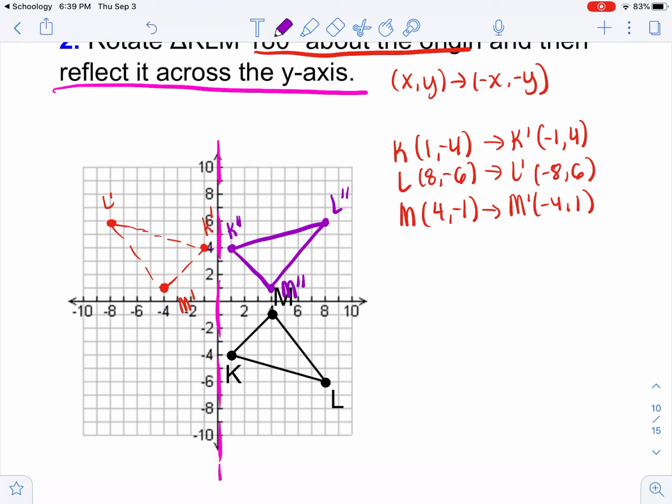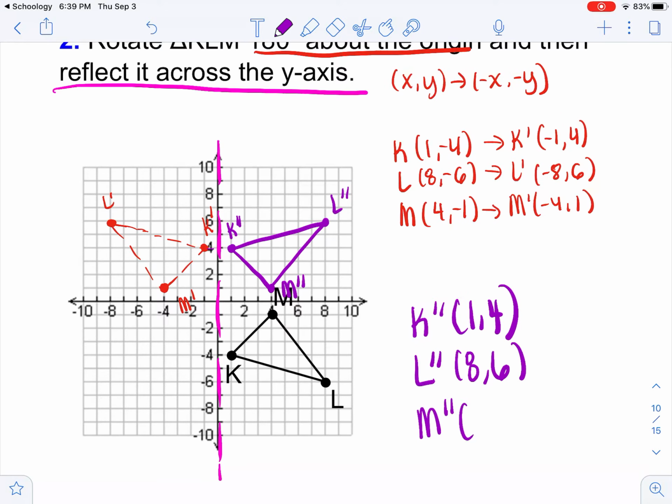Connect those points. And now I'm going to write the new location of those points. K double prime is at (1, 4). L double prime is at (8, 6). And M double prime is at (4, 1).